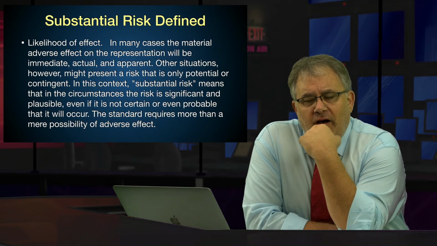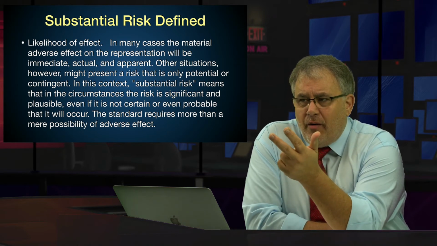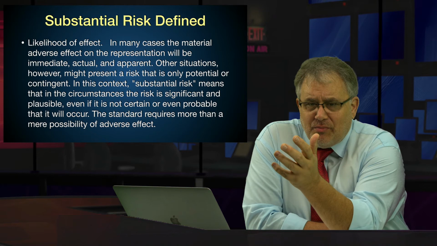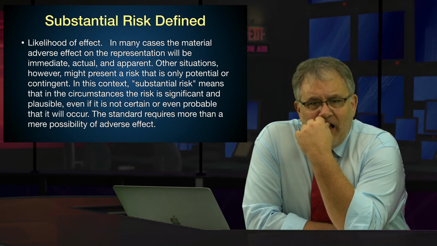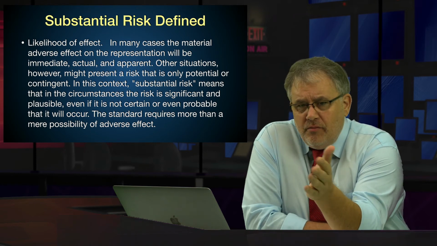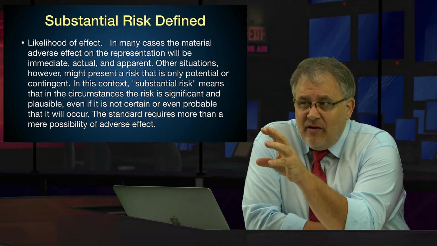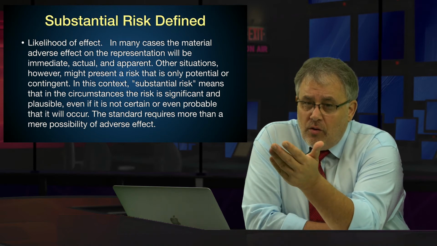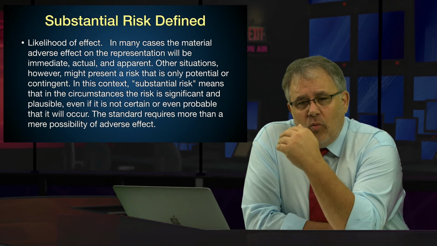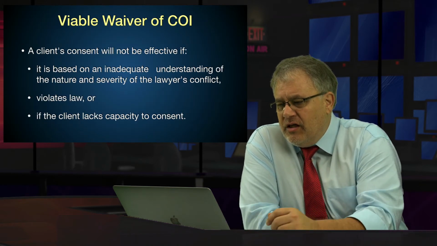How is substantial risk defined? It's just the likelihood of the effect. Usually it's immediate, actual, and apparent, but sometimes it's significant and plausible, but it might not even be likely. The standard requires more than a mere possibility of adverse effect. So a mere possibility, we're not going to have a problem, we're not going to have a conflict of interest. If there's a substantial risk that is significant and plausible, we probably have a conflict of interest. And if it's apparent, actual, immediate, we have a conflict of interest. So those are the three bands where we're looking at potential conflict of interest issues.